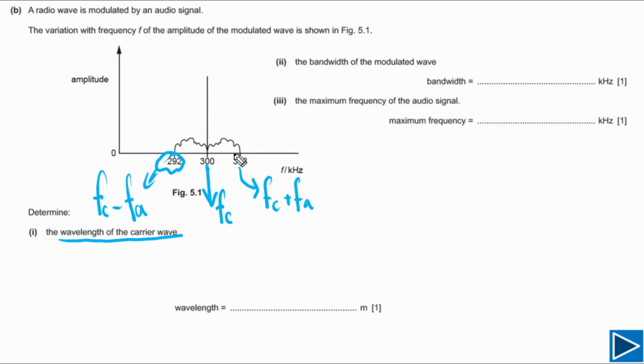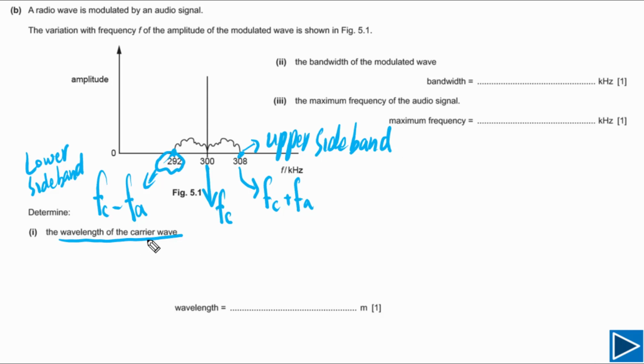So these are the points we need to understand. This is also called the lower sideband. Let me write it down here. This is the lower sideband, and this is the upper sideband. We also need to be familiar with these names.